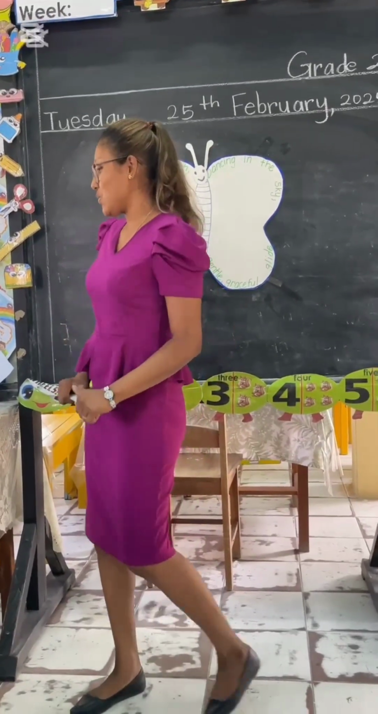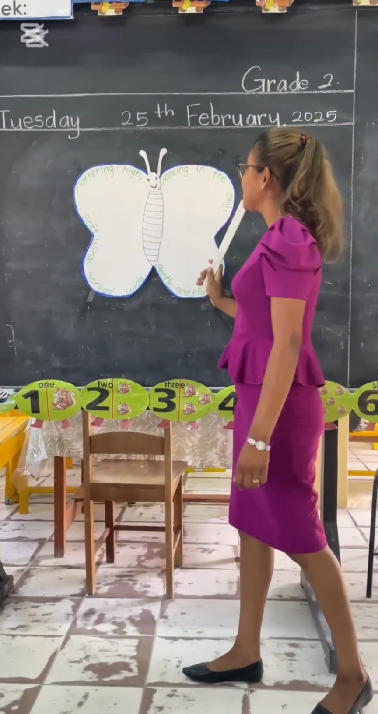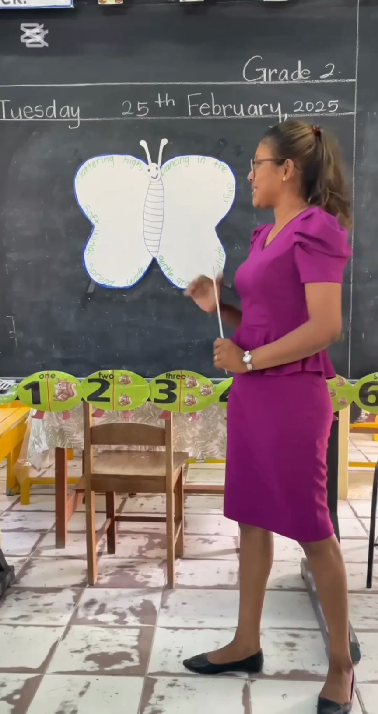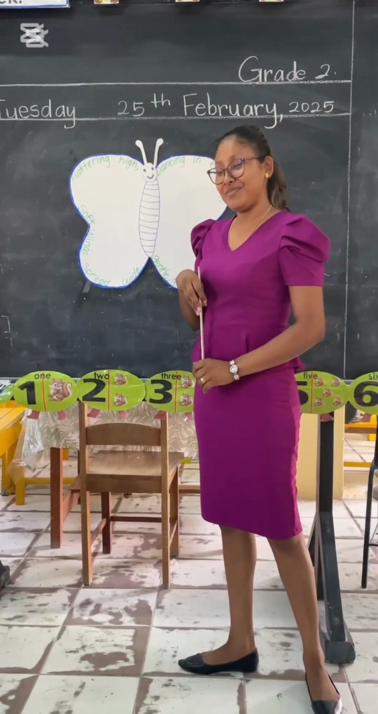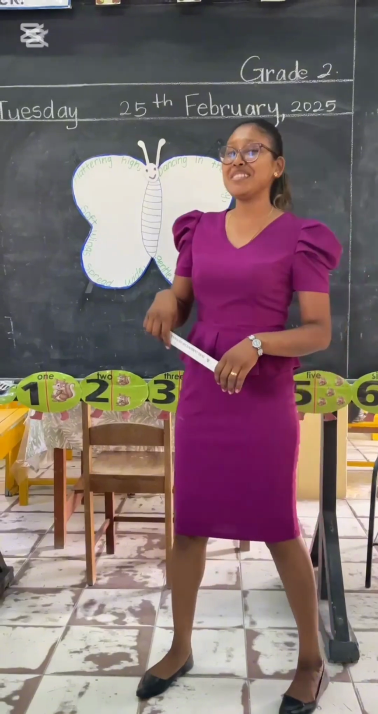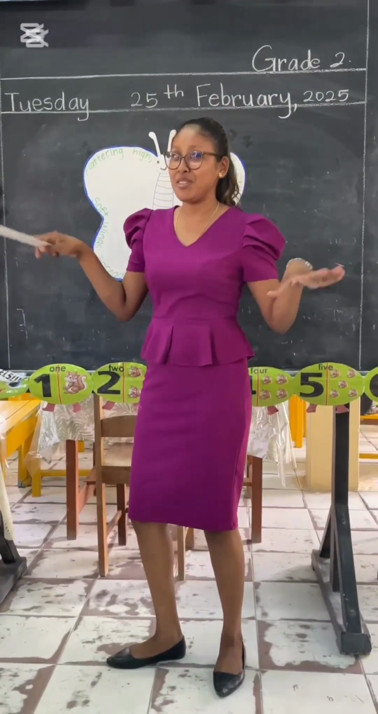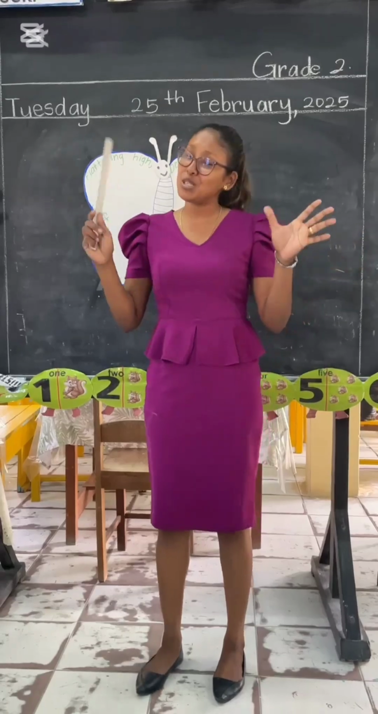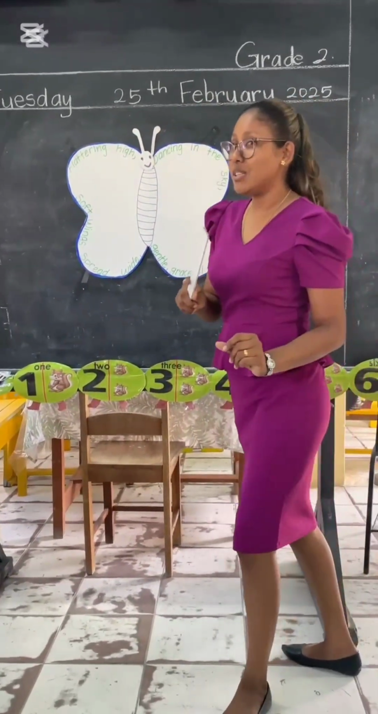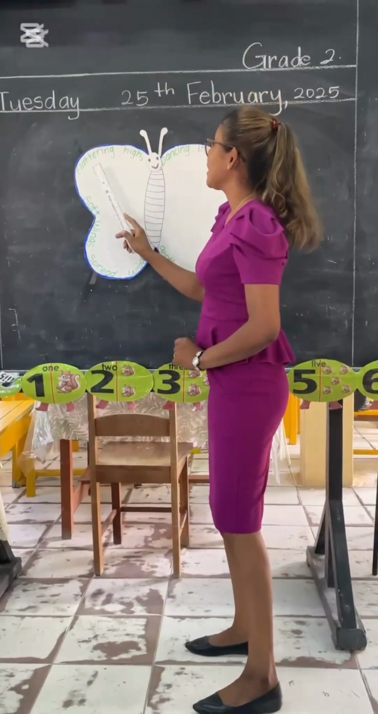Alright, so what picture or what image does this diagram on this board give you? What does it look like? Butterfly. Very good, yes, a butterfly. So let's pretend to be butterflies. Alright, so we're going to flap our wings and we're going to show the actions, right? Alright, so let me read it one time first and then we're going to do the action.